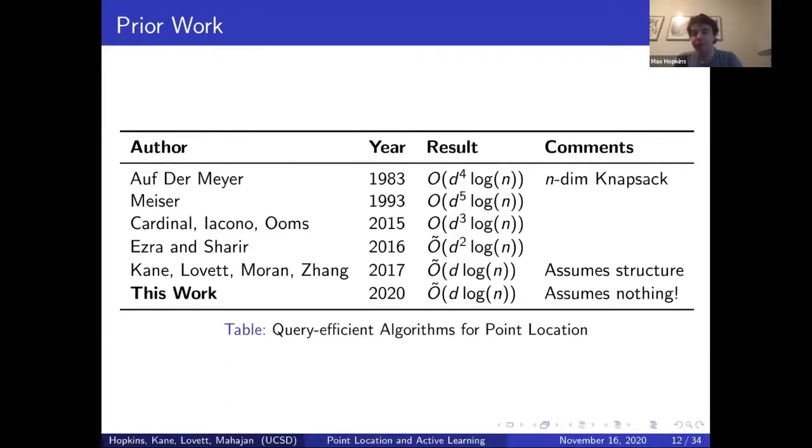Prior to this work, the best known solution for arbitrary point sets was a work from Ezra and Sharir that gave a d squared log n algorithm. And finally, in this work, we very nearly reached the information theoretic lower bound of d log n, where we're off by an additive subpolynomial factor in d that I'll talk about in a bit more detail in a second.